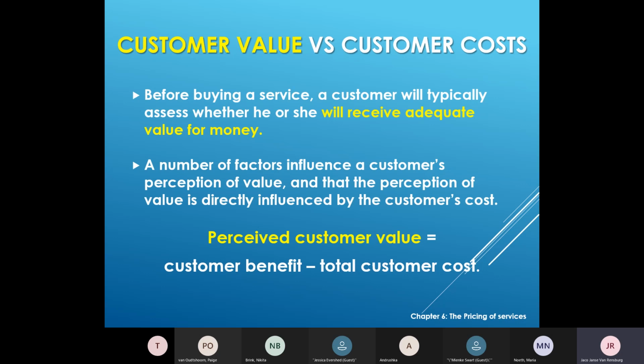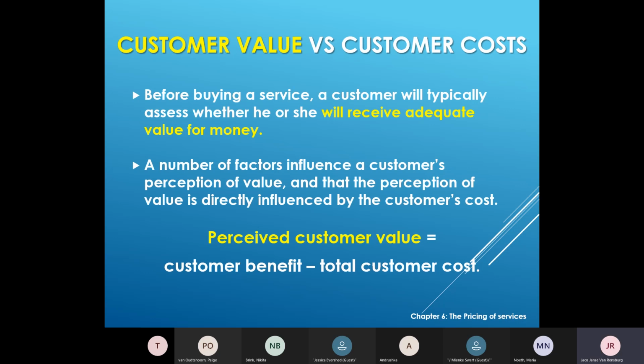If you want to determine what you need to charge for your service, you need to determine what the perceived customer value would be. The perceived customer value would be the customer's benefit that they will receive, the total cost for the customer, and the difference between those is what the customer perceives as being valuable or not.